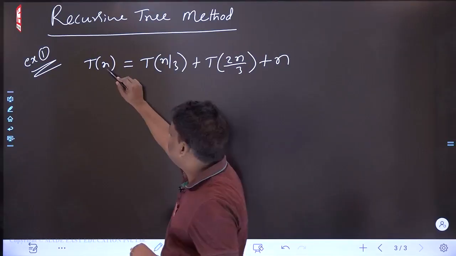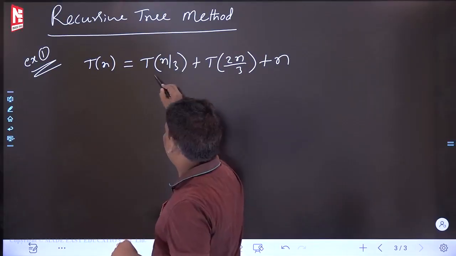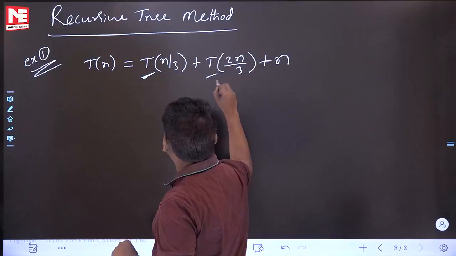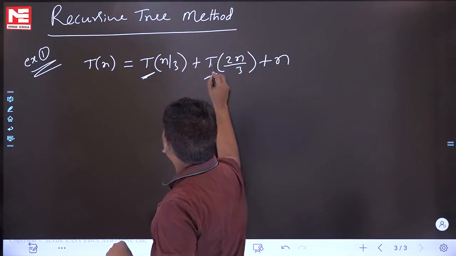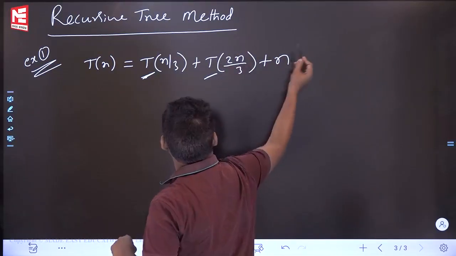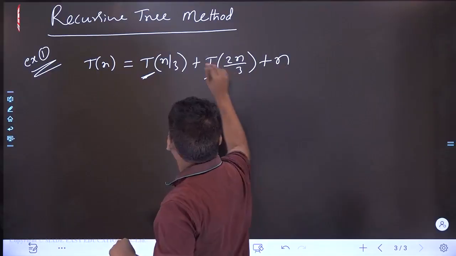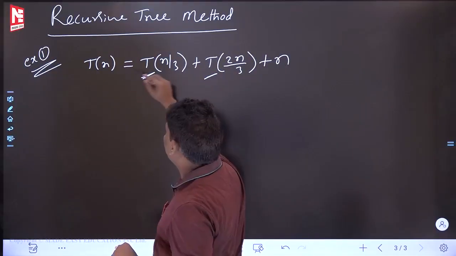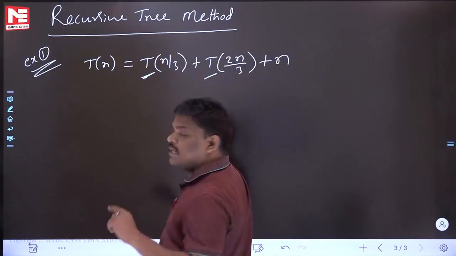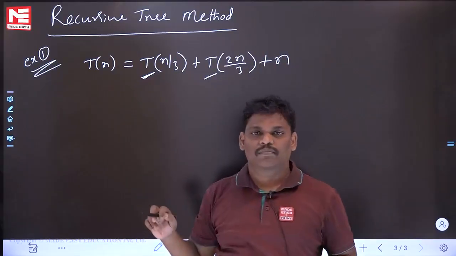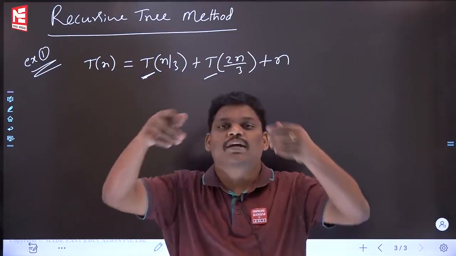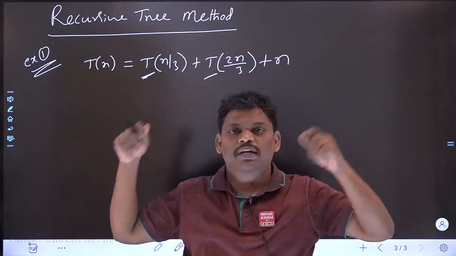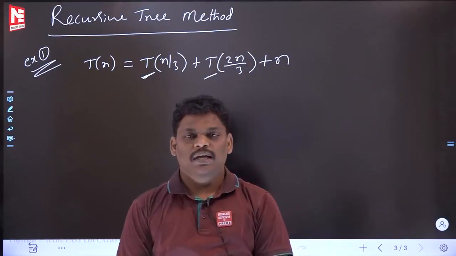See this one. If the recurrence relation contains more than one recursive call, that may be 2, that may be 3 also. This is a non-recursive term, and these are recursive terms. If the recurrence relation contains more than one recursive call, then the recursive tree method is better. More than one child will come, then the tree format will come.